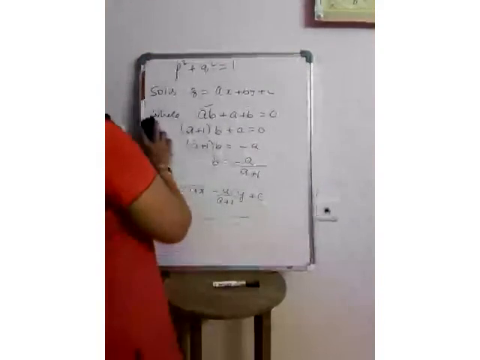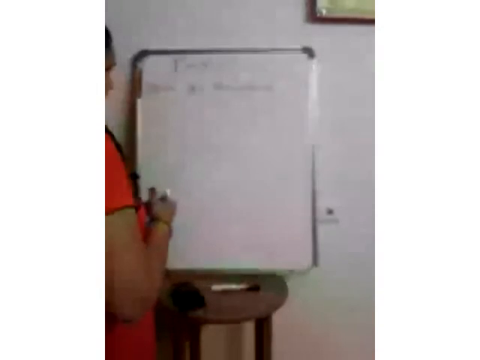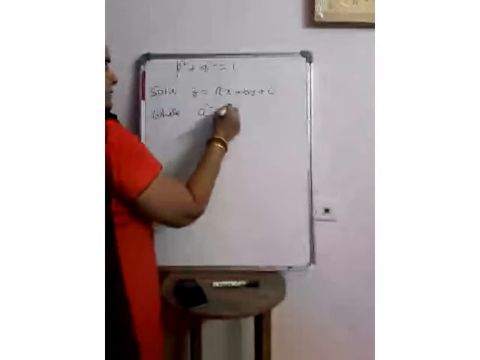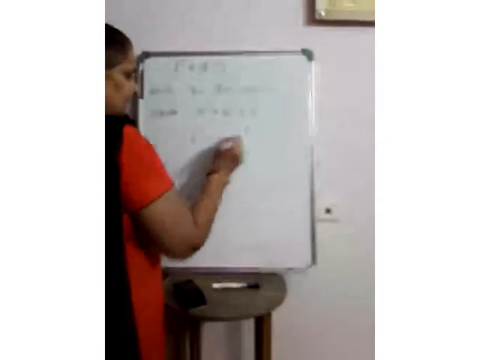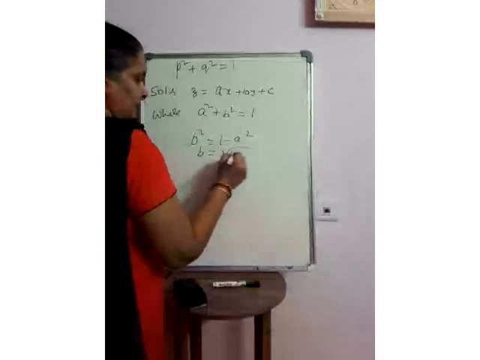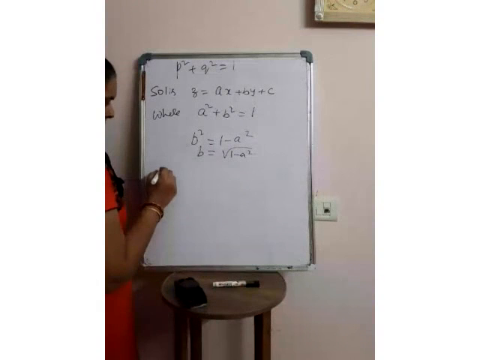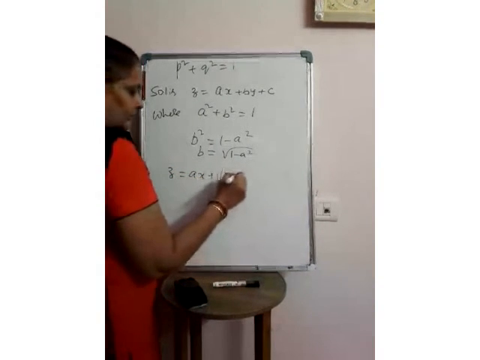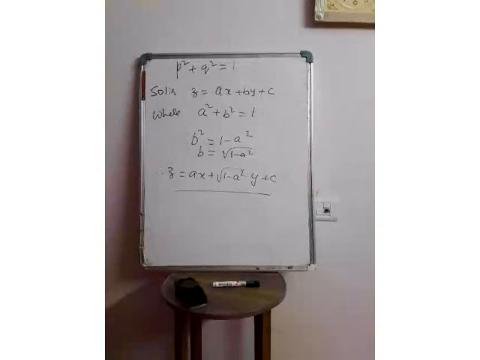So here we go with z is equal to ax plus by plus c as the solution. And what is the relation we have for a and b? a square plus b square is equal to 1. b square is equal to 1 minus a square. b is equal to root over 1 minus a square. Strictly speaking, plus or minus, you can write b is equal to root over 1 minus a square. So therefore, z is equal to ax plus root over 1 minus a square into y plus c. So that will be the solution. You just check your answer.